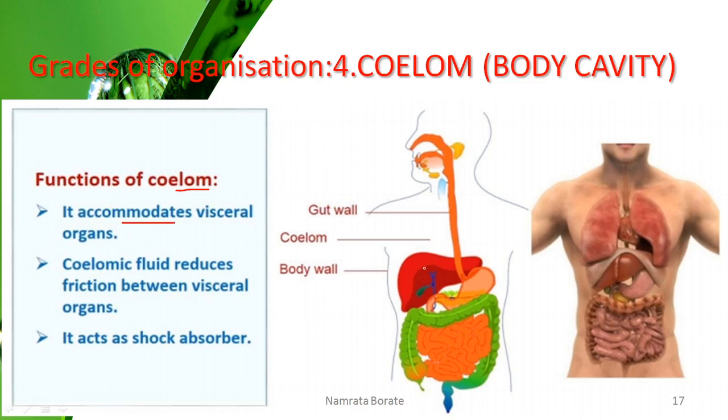Visceral organs means the stomach, liver, small intestine, large intestine, and the esophagus. All these organs, the visceral organs, lungs, heart, are accommodated by the coelom. It accommodates the visceral organs.